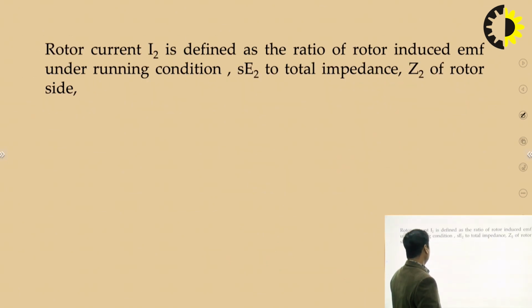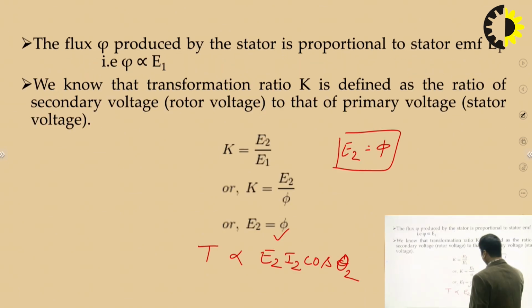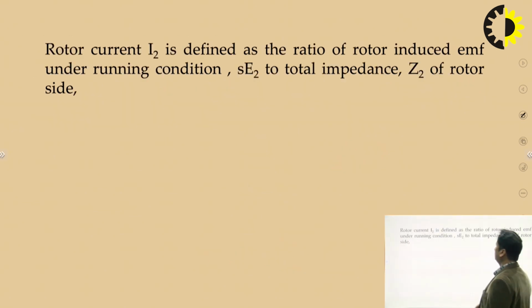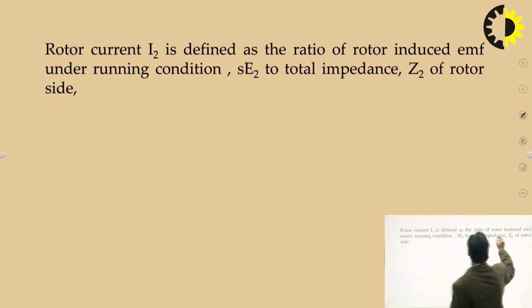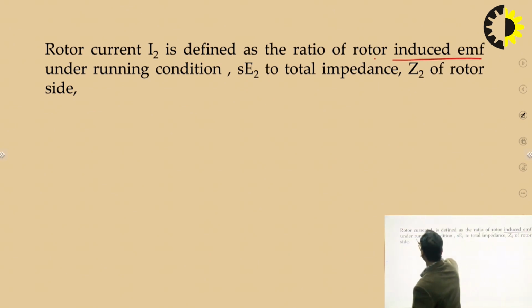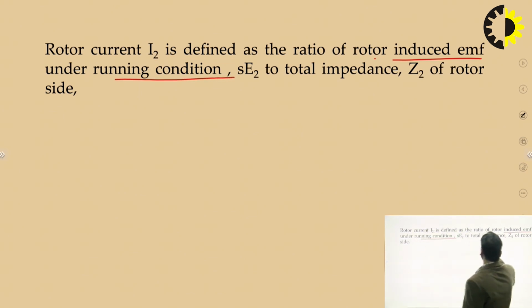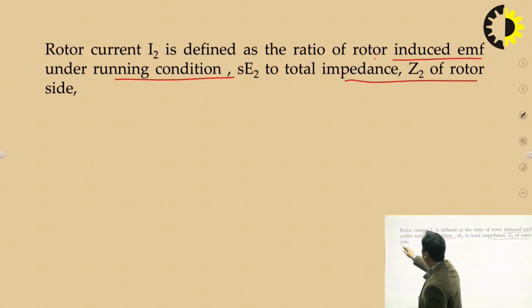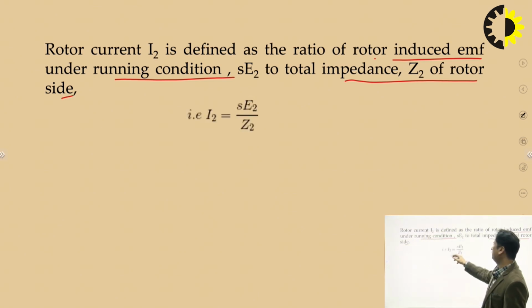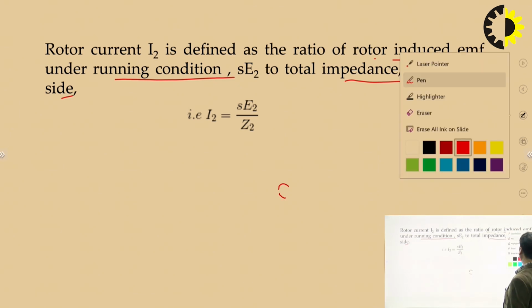Now take this one by one, I2 and cos phi 2. The current I2 is defined as the ratio of the rotor induced EMF under running conditions to the total impedance of the rotor side. So I2 can be written as the total induced EMF under running condition, that is S times E2, because under running condition slip will take place, upon the per phase impedance of the rotor side.